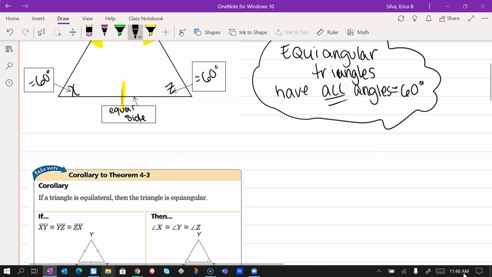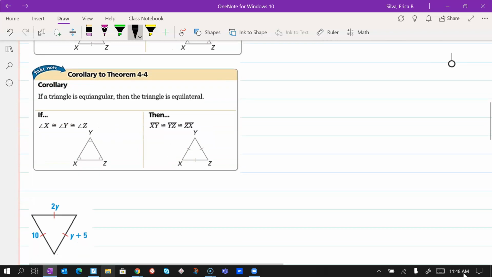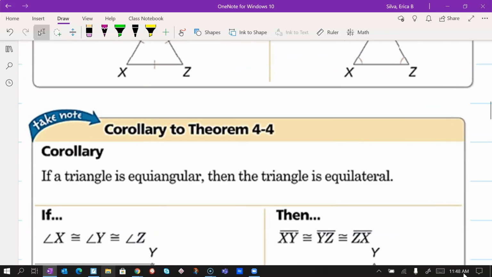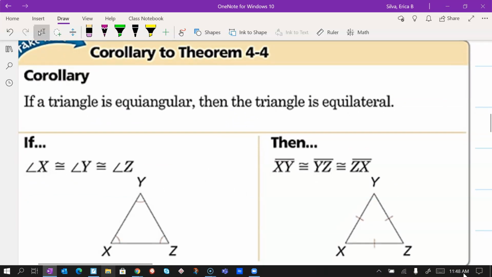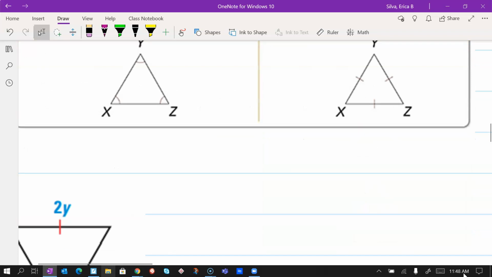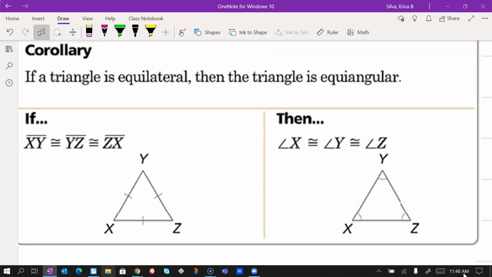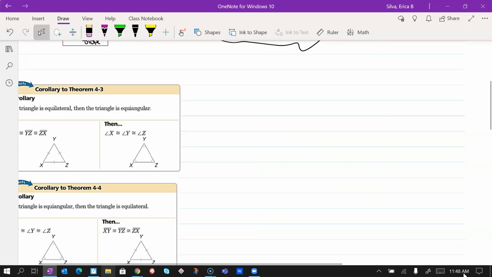All right. So we have our 2 theorems. Don't write this down because we'll do the shortcut version of it. If we have a triangle that is equiangular, then the triangle is equilateral. And if the triangle is equilateral, then the triangle is also equiangular.